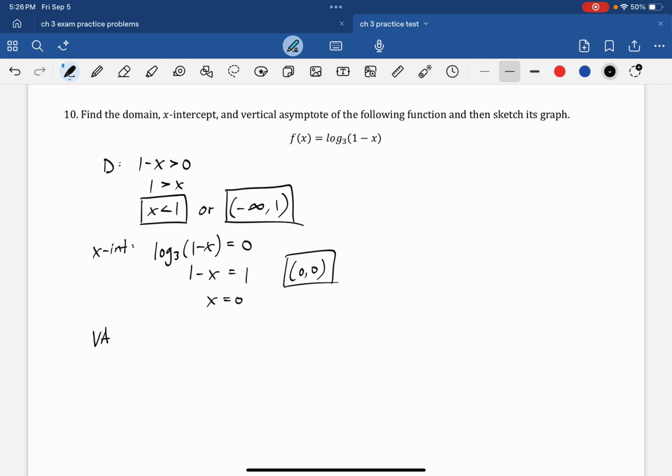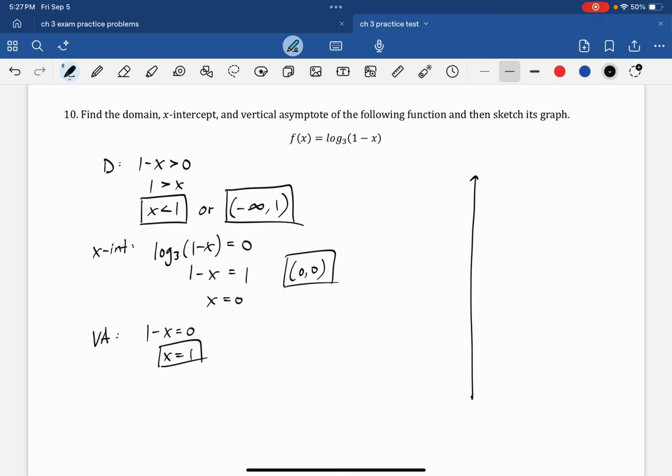Finally, the vertical asymptote is wherever my input equals 0. 1 minus x equals 0. You can think about this by thinking about how the input of a logarithmic function can always be positive, but it can never equal 0. Okay, so it'll always approach the line x equals 0, but never reach it for my normal logarithmic function. So that means I can just set my input equal to 0 to find the vertical asymptote, which means I'm left with x equals 1.